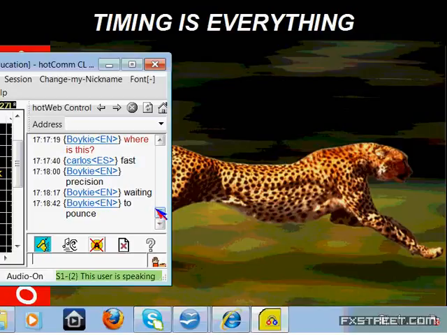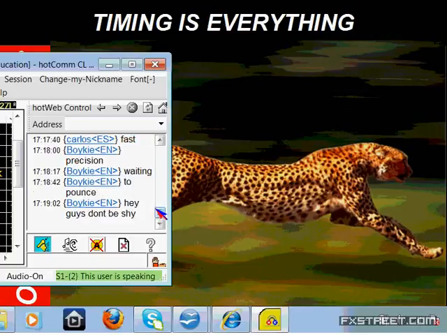Okay, so I'll keep that idea floating in the forum. I thought you made a good point that it's precision, waiting, so having the patience to pounce. And Carlos makes the point about being fast. Good point by Dorothy. Hey guys, don't be shy. Totally agree with you. We've got quite a few participants here, so feel free to share your thoughts. But for now, I want to keep things streamlined, so I'll quickly move on to the next slide.